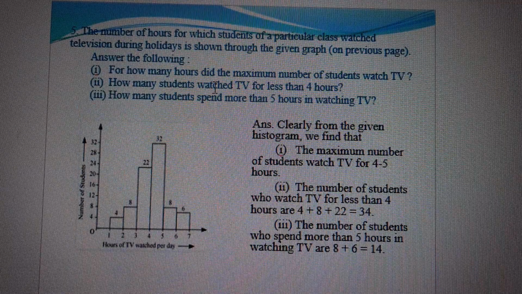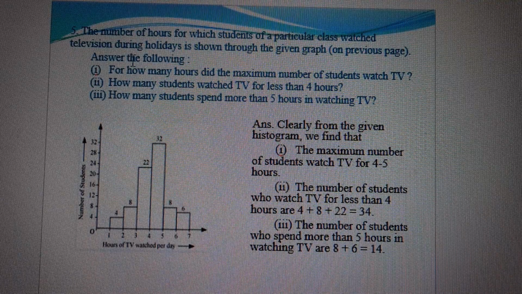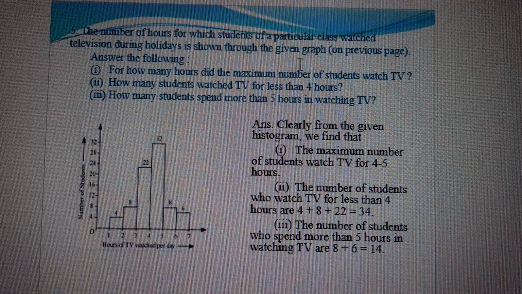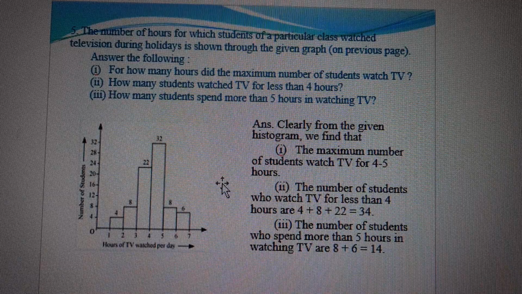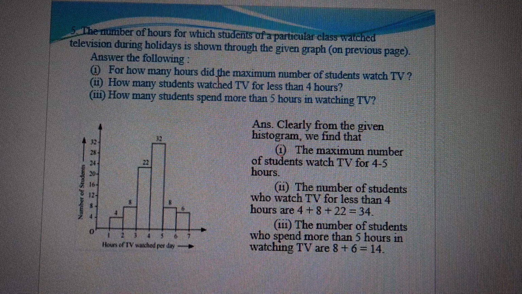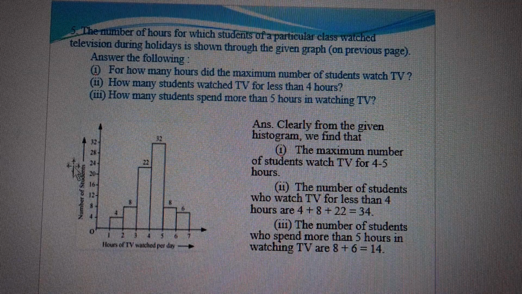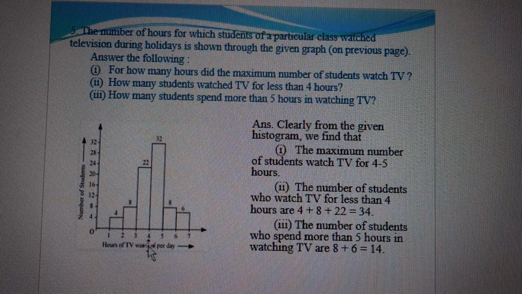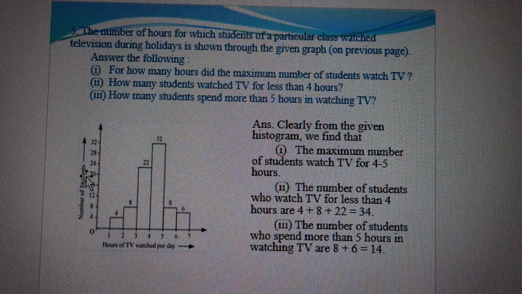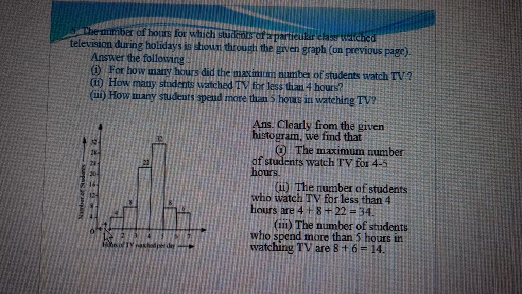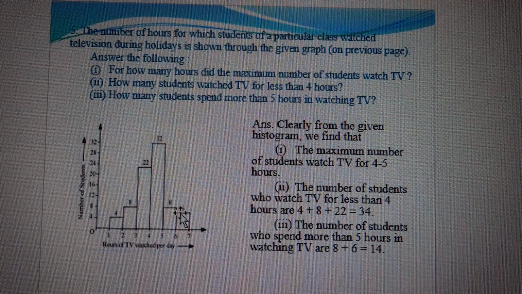Now next question: the number of hours for which students of a particular class watch television during holidays is shown through the given graph. So the graph is drawn here and from this information we have to find the answers to the following questions. First of all, read this graph. On the x-axis, hours of TV watched per day. On the y-axis it is written number of students. 1 to 2, 4; 2 to 3, 8; 3 to 4, 22; then 32, then 8 and then 6.